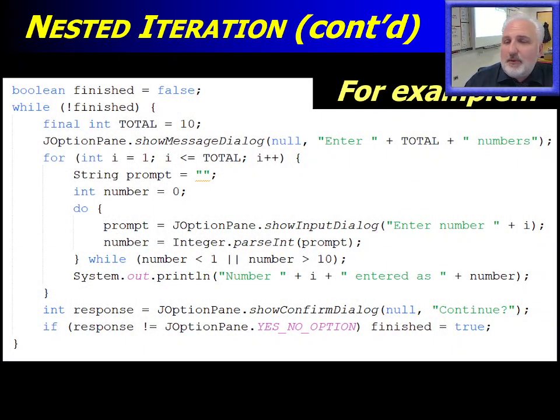So here's one example, not a great example, but you can see here a while loop with a for loop embedded inside its body, and inside the for loop, a do while loop embedded inside of that body. So we have 3 levels of nested looping there.